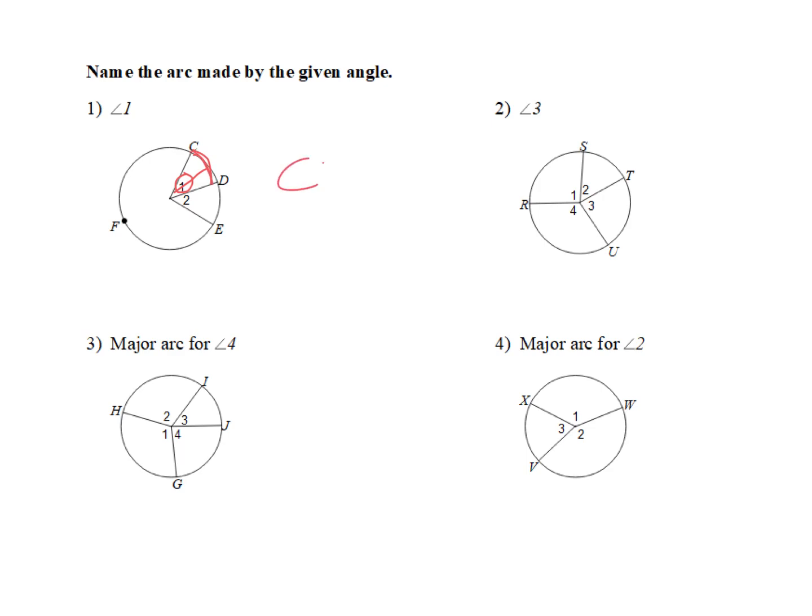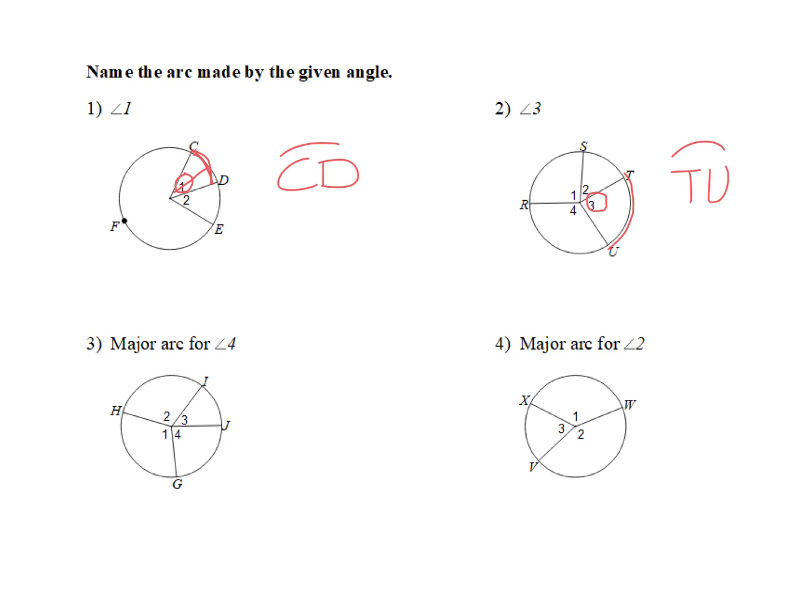So CD, and to show it's an arc, we're going to put an arc symbol above it. Okay. Angle 3 on number 2 is here. Right, what creates that is arc TU. Could you also put UT? Yes. Okay, number 3 and 4, it says the major arc.